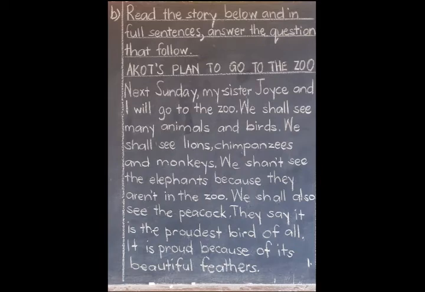Akoti's plan to go to the zoo. Next Sunday, my sister Joyce and I will go to the zoo. We shall see many animals and birds. We shall see lions, chimpanzees, and monkeys. We shan't see the elephants because they aren't in the zoo. We shall also see the peacock. They say it is the proudest bird of all. It is proud because of its beautiful feathers.